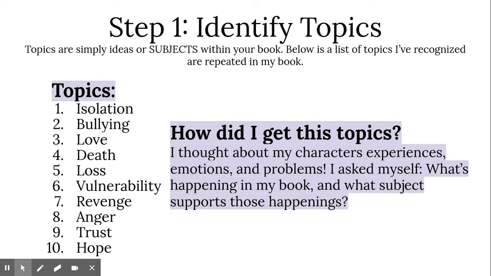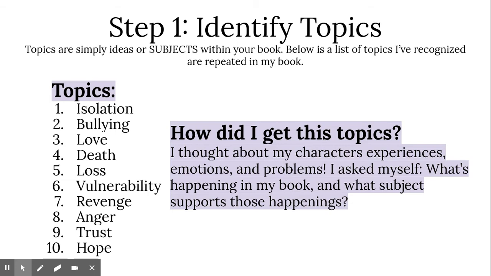I'm reading a couple of books right now, but one of the books I'm reading is A Monster Calls. And I'm noticing that within that book, A Monster Calls, there are about 10 different topics that I'm noticing are arising within my book. Isolation, because my character is very much alone and he doesn't really have anyone, so I felt that's isolation. Bullying, love is in my book. Death is in my book. Loss, vulnerability, revenge, anger, trust, and hope.